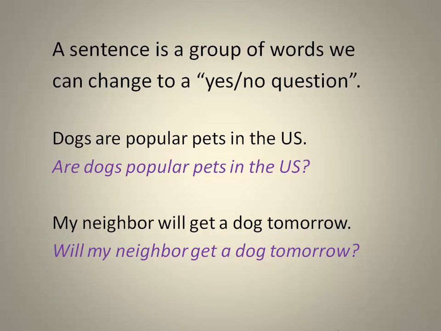A sentence is a group of words we can change to a yes or no question. For example, dogs are popular pets in the U.S. Are dogs popular pets in the U.S.? It's a good yes or no question. It means it's a sentence. My neighbor will get a dog tomorrow. Will my neighbor get a dog tomorrow? Again, we have a good sentence because we were able to change it to a yes or no question.